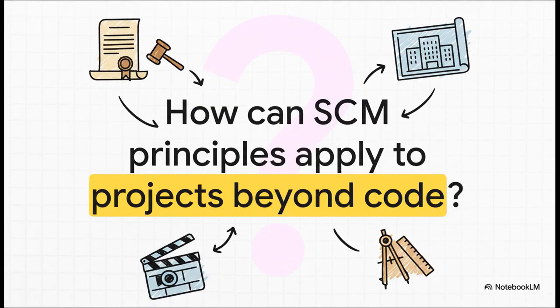And that kind of leaves us with one final thought. We've been talking about code this whole time, but think about it. These same principles, tracking versions, controlling changes, managing collaboration, how could you apply them to other complex projects? You know, like a legal team working on a contract, a group of writers creating a film script, or architects designing a building. The applications, once you start looking for them, are pretty much endless.